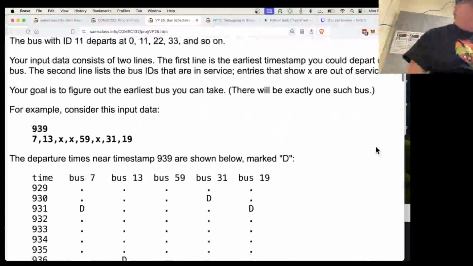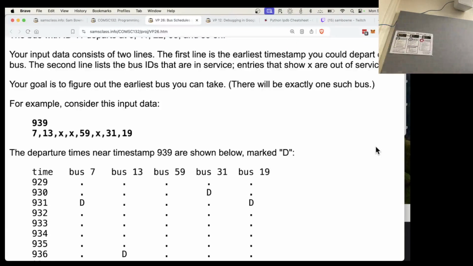All right. So here, I'm starting at time 0, but I'm not going to be available to catch the bus until time 939. And the buses are 7, 13, 59, 31, and 19. And you ignore the X's for now. Notice all these are prime numbers. They're always all going to be prime numbers. If they weren't, bad things would happen.